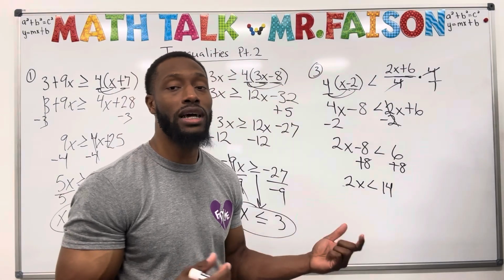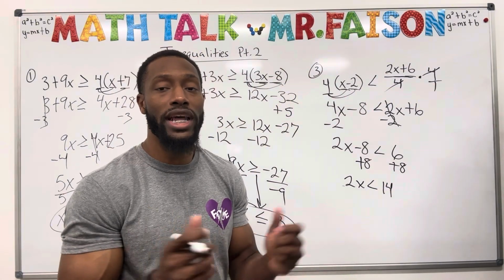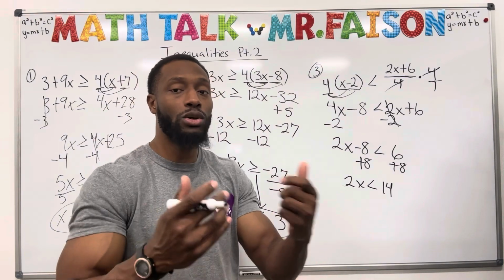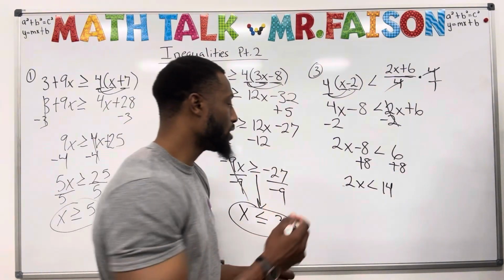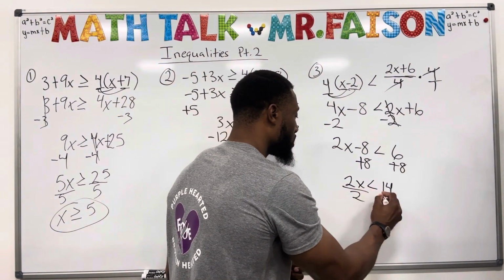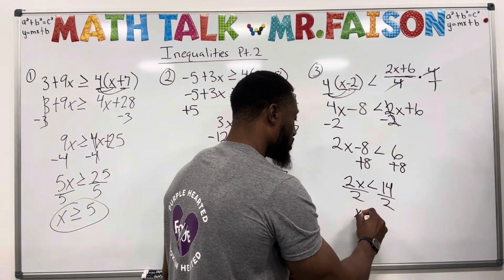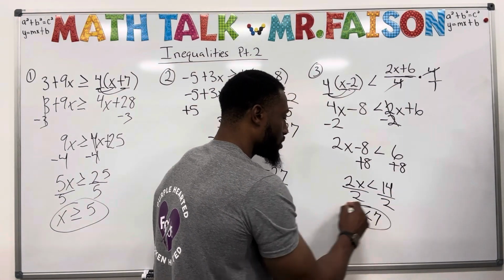So now we have 2 times x. We want to split that 2 and that x up. So the opposite of multiplication is division, right? So we're dividing by 2 on both sides. x is less than 7.